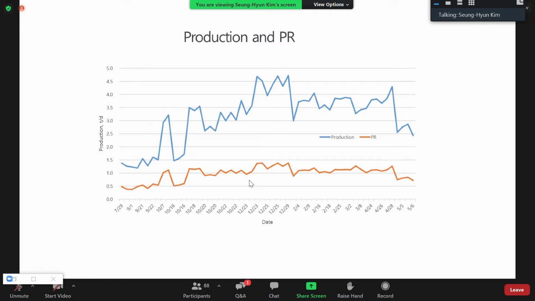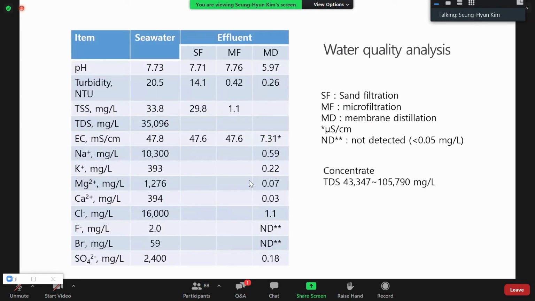Its capacity is 4 tons per day, but sometimes, because of different operating conditions, it is higher than 4 tons per day, sometimes less than 4 tons per day. PR is usually just above 1.